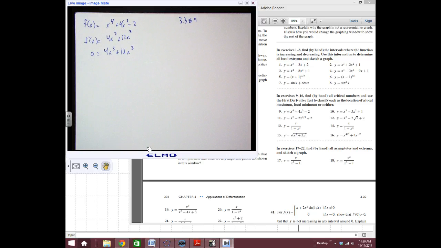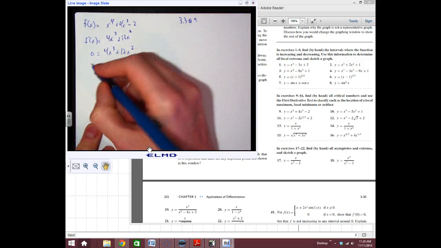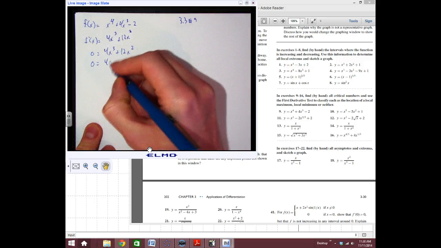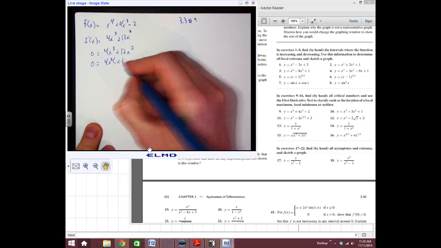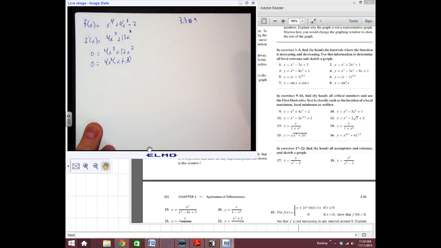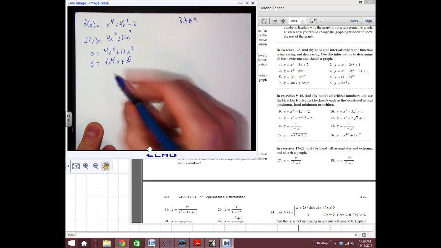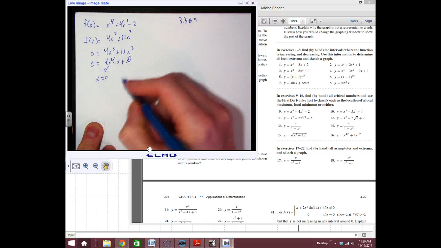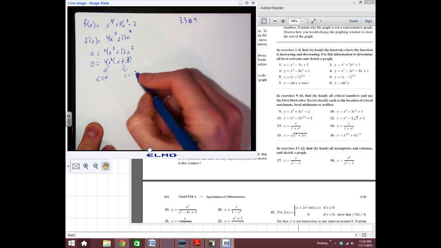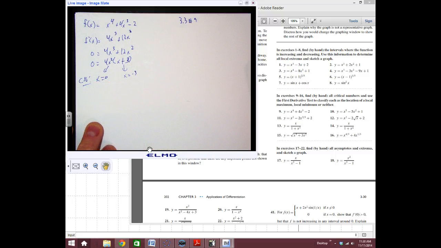Which means we're going to have to take out the 4x squared from both terms, because that's the only way we're going to be able to solve this, guys, by factoring. Once I do that, set both those equal to 0. This guy will give us x is 0. This one will give us x is negative 3. So there are our critical numbers: x is 0 and x is negative 3.